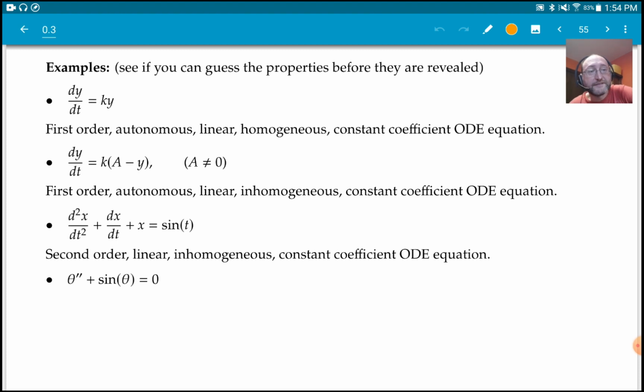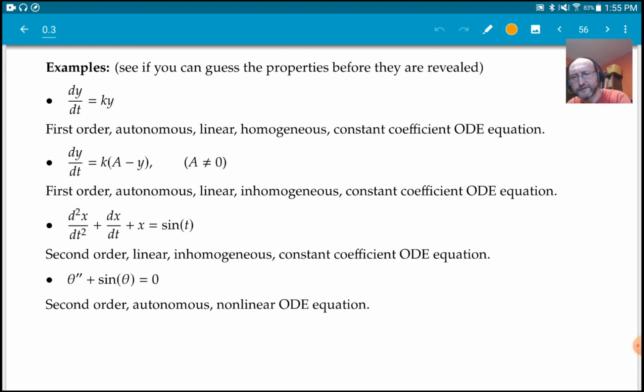All right, by the way, this is the equation for a pendulum. So theta is the angle that the pendulum makes. Maybe the independent variable would be t for time, right? Okay, so let's see what that is. So it's second order, the second derivative over here.